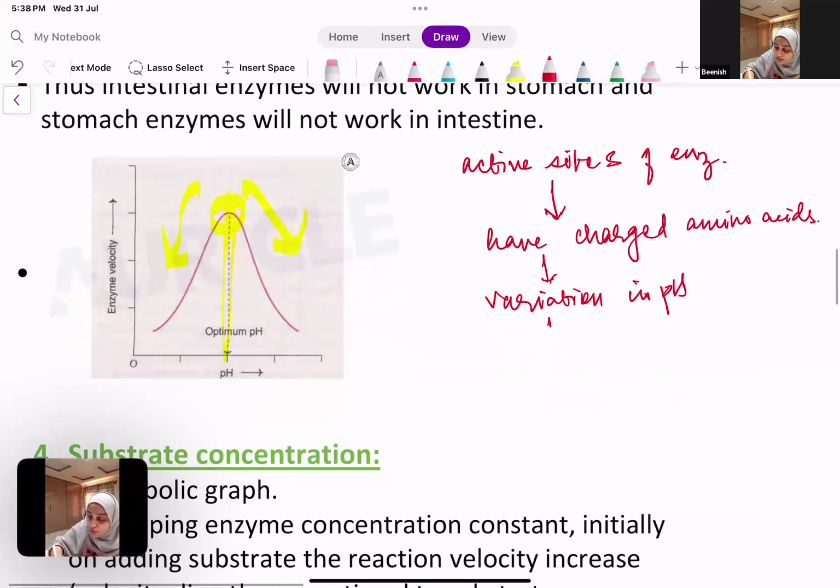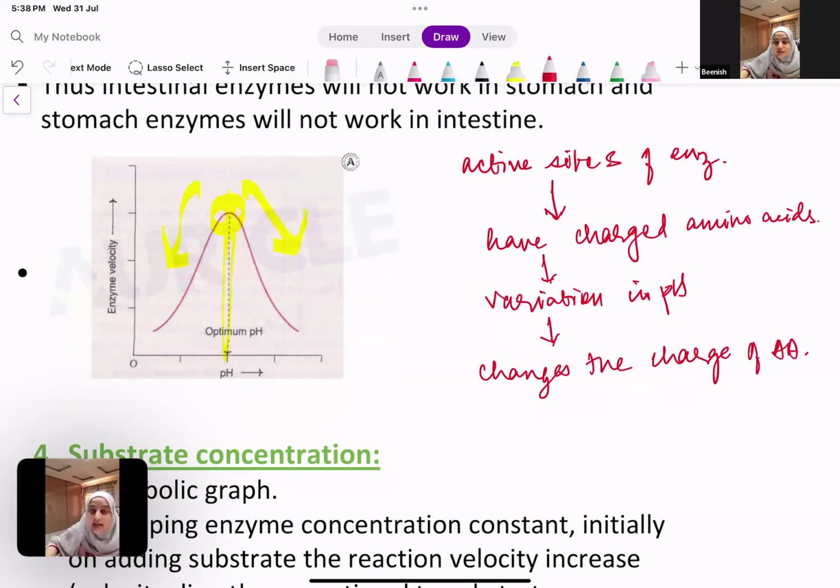So we all know that due to change in the pH, the charge on the amino acid is going to change. So variation in pH changes the charge of amino acids, and as a result the catalytic activity is going to be affected, which depends on the specific state of ionization of the amino acids. So the charge on the amino acid is going to change, so the catalytic activity of the enzyme is going to change. That is how the activity of the enzyme is dependent upon pH.